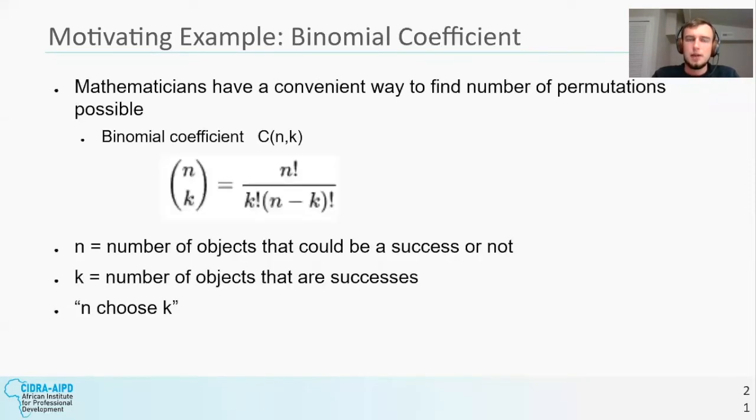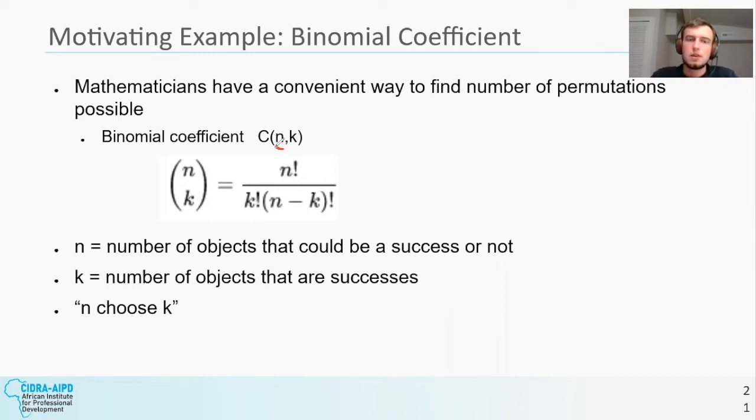Mathematicians also don't want to do that, so they made a really convenient way of finding the number of permutations possible, and it's called a binomial coefficient. The notation for this is a capital C, with n and k. n represents the number of objects that could be successes or not. For example, say we have a coin, flip heads or tails. We'll call heads a success.